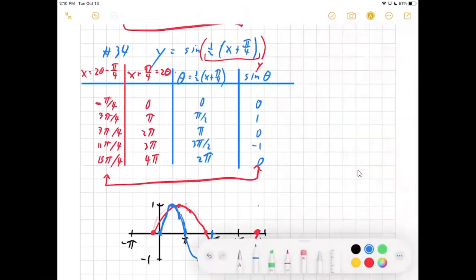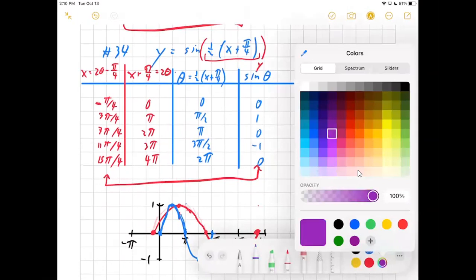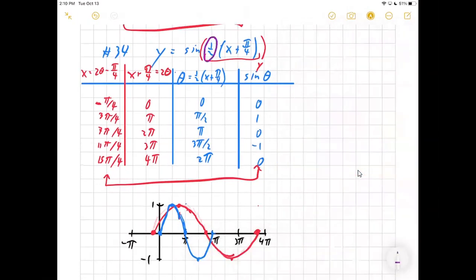Let me change colors here. Let me pick something interesting like purple. Okay, this half makes this oscillate half as fast. So it's oscillating at half the rate, so it's going to take longer to go through a cycle. And then this plus pi/4 is our phase shift. That's what the text is calling it, and it's going to end up being a phase shift of pi/4 to the left, because it was plus pi/4. So we're going to slide the other direction, pi/4 to the left.